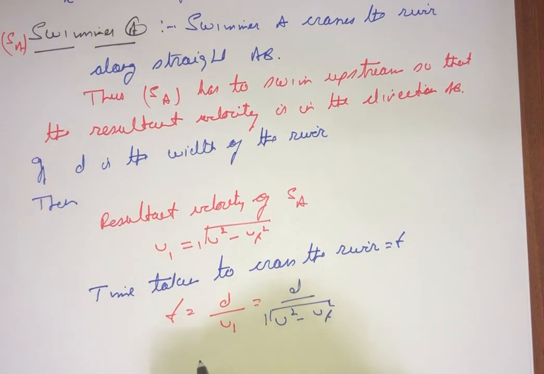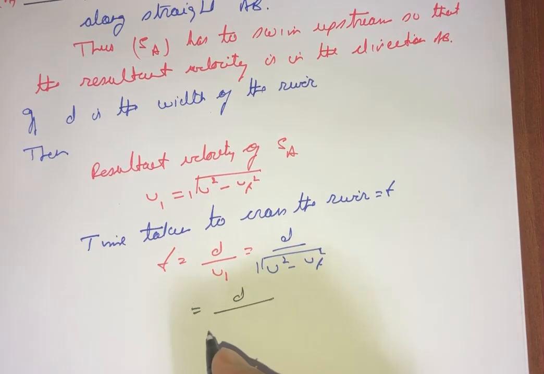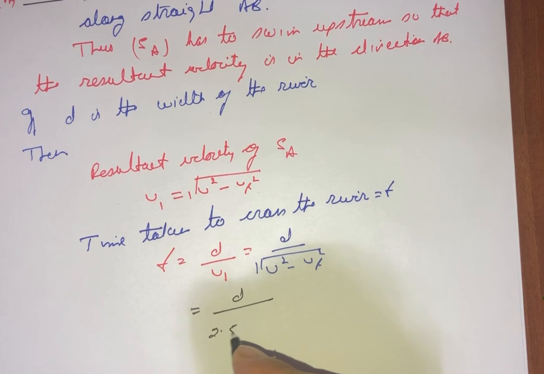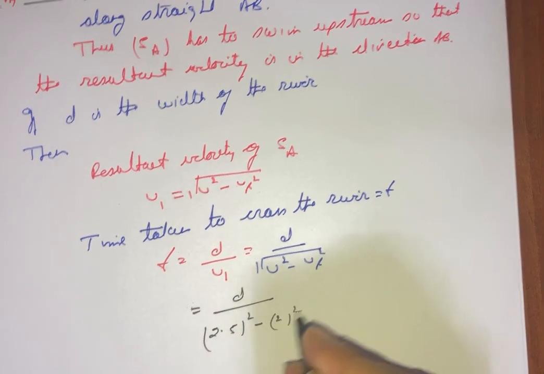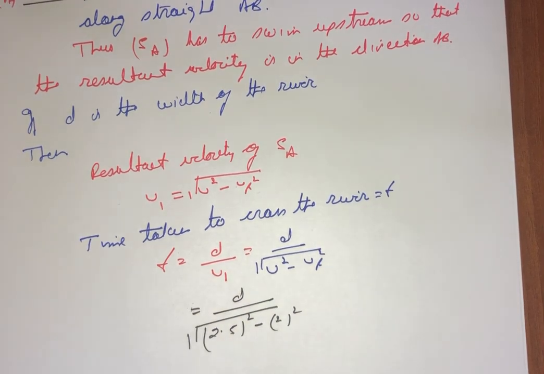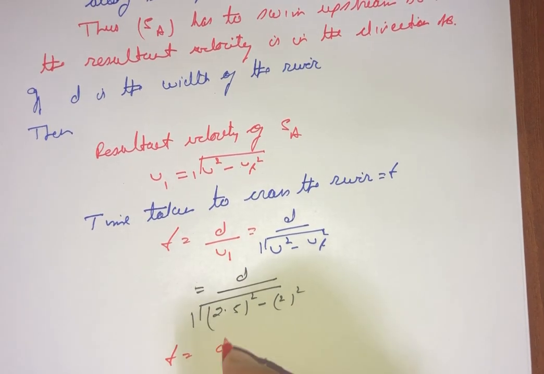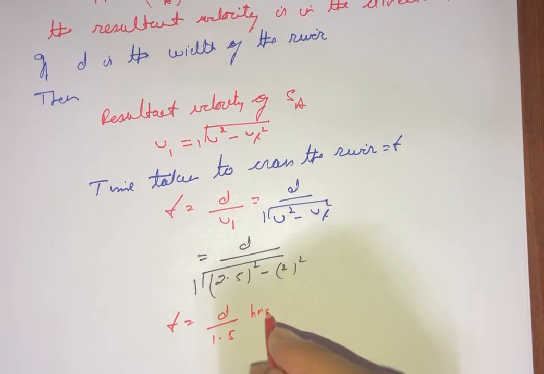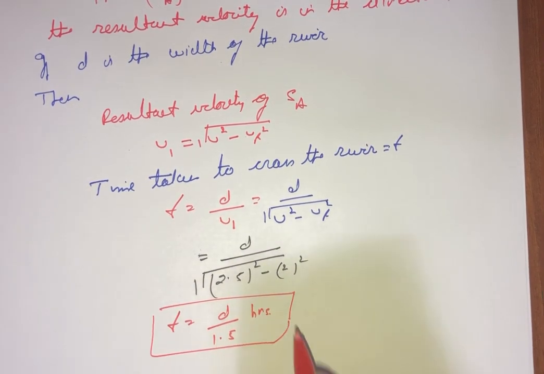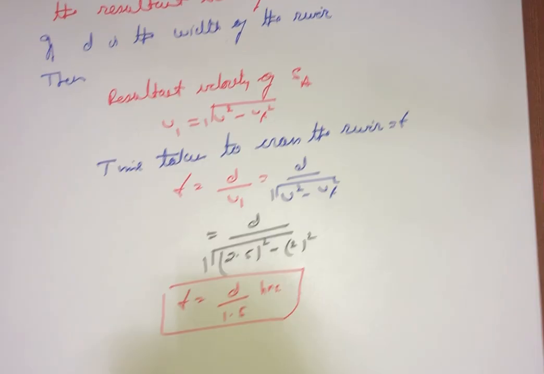So this will be equal to d divided by the square root of 2.5 square minus 2 square, so we get t is equal to d upon 1.5 hours. This is for swimmer A. Okay, next is for swimmer B.